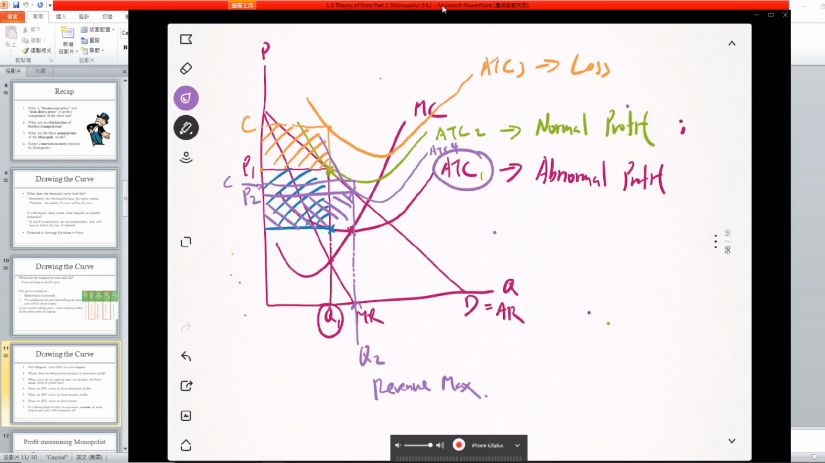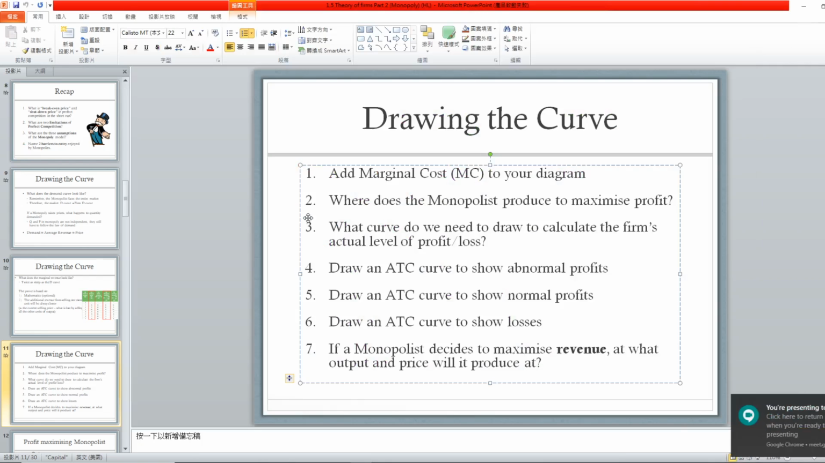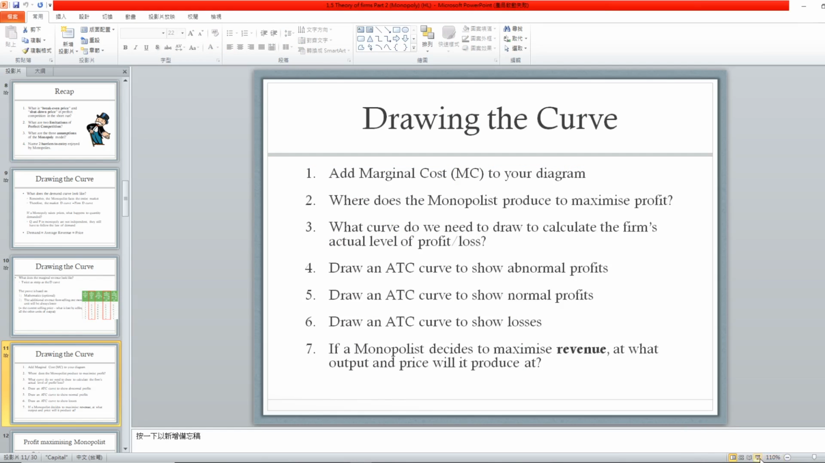This is how we draw the diagram for monopoly. For the other two market structures, you are going to use the same diagram. So as long as you know how to draw this, then you know how to draw the diagram for the other two market structures. So this one is very important. You really need to know how this works. So let's move on.